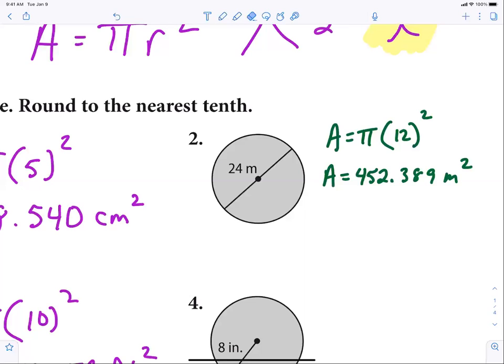Wait, so to do pi times 12 squared, you press pi. Where's the pi button? Right here. Times 12 squared, where's the square button? Right here? Yes, equals. Okay. There you have it. That's what I'm saying. Did you do that?